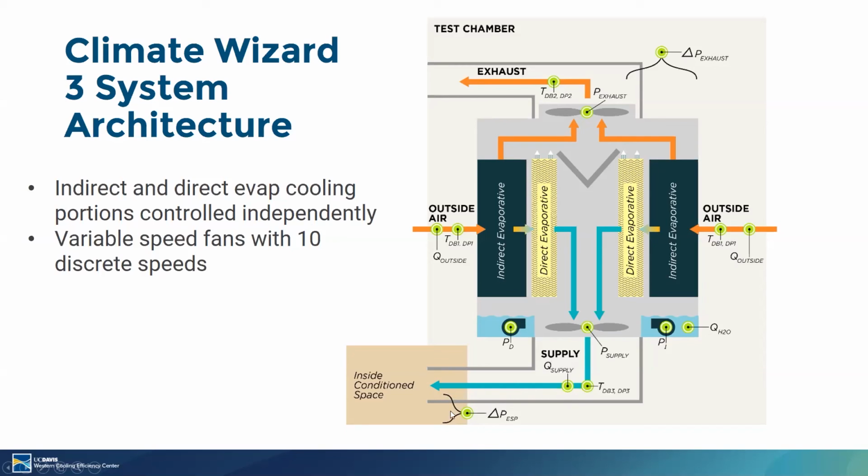We also measure the static pressure across the duct. That tells us we have to simulate sort of duct system resistance in the lab. We also measure the power of the fans, the power of the pump, and the exhaust conditions as well. In this particular piece of equipment, you can control the indirect and direct evaporative cooling portions separately. So in theory, depending on the trade-off between a little extra cooling and a little extra humidity, you might want to adjust that. And then the fan speed is also completely adjustable, with 10 discrete speeds.